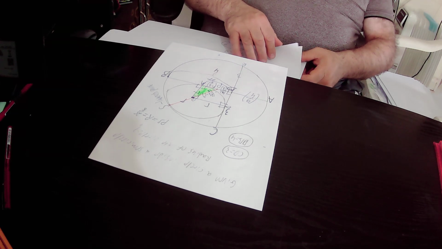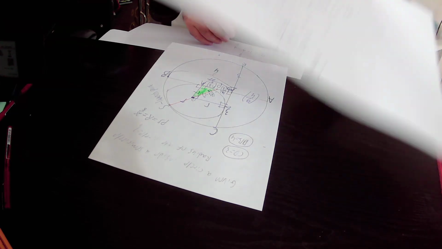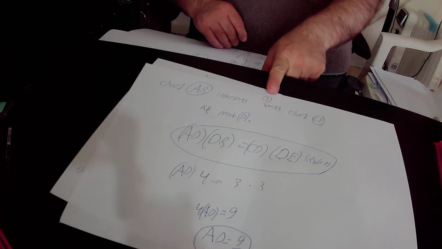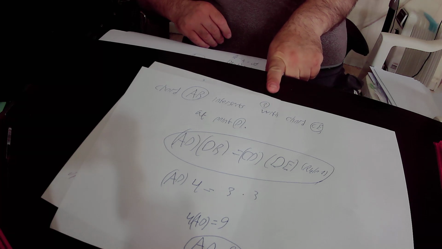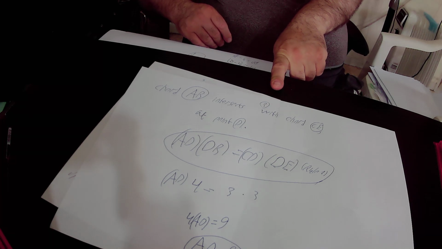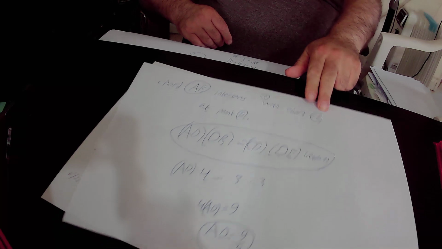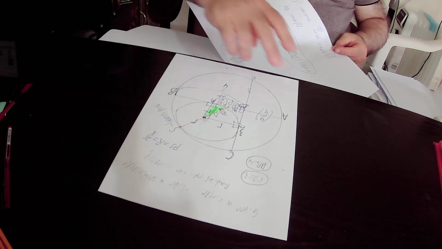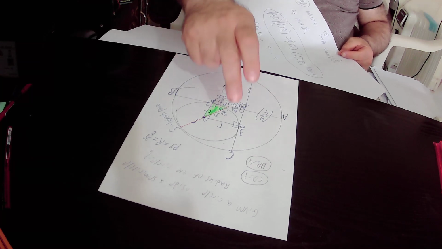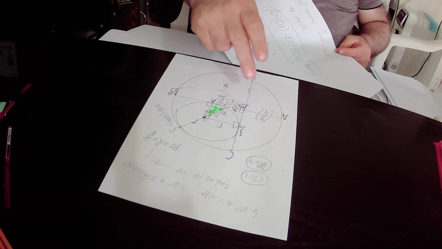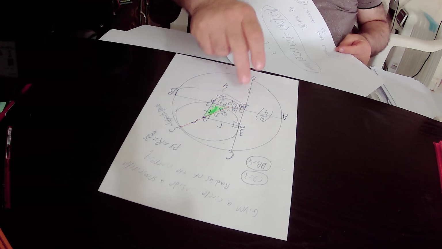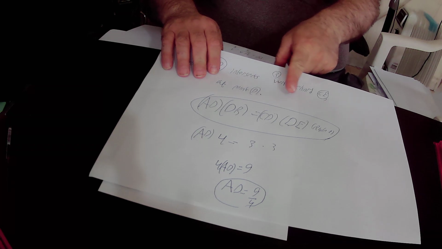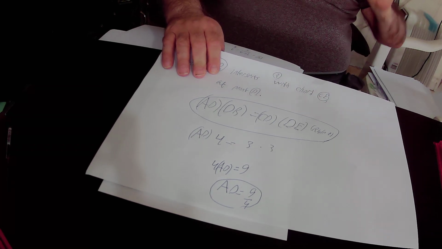Now, in our original drawing, chord AB intersects with chord CE at point D. Point D is the intersection point of chord AB with chord CE. Therefore, according to rule number 1, we get that AD times DB equals CD times DE. Again, AD times DB equals CD times DE, according to rule number 1.